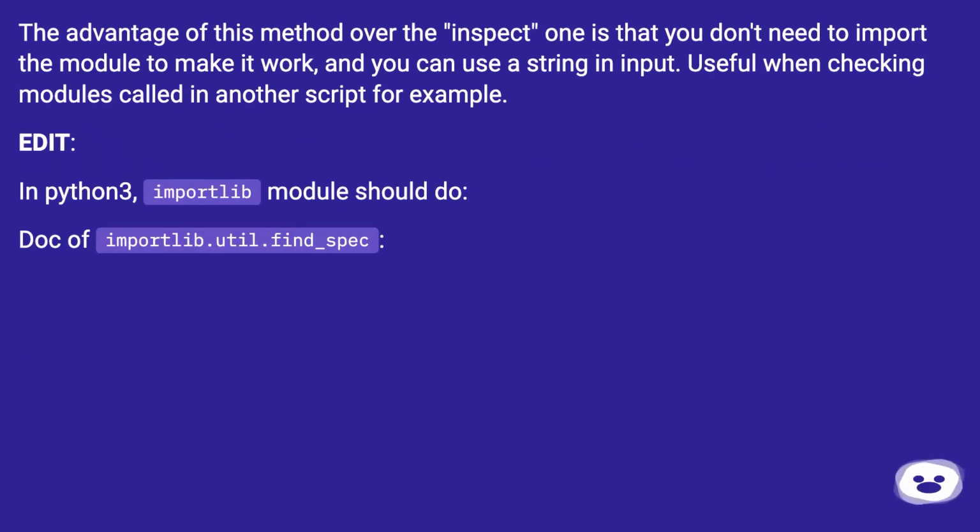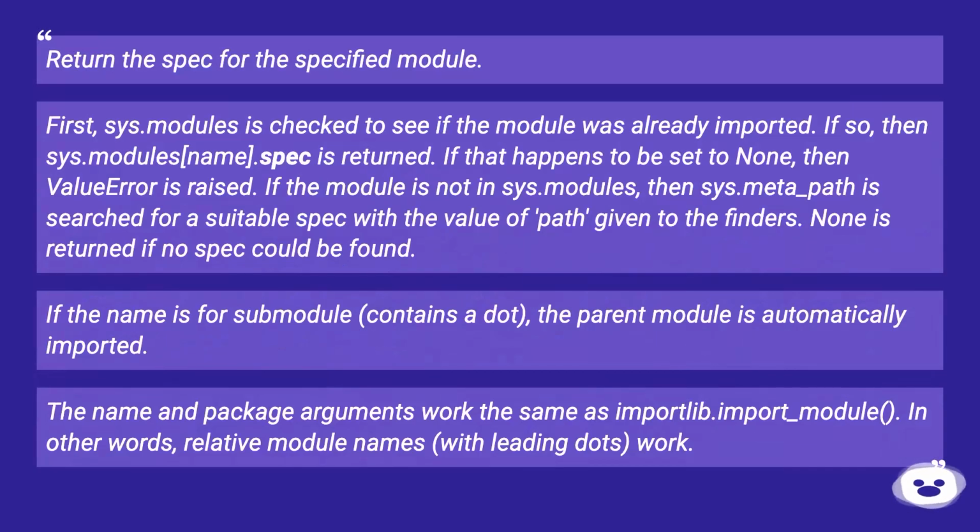Edit: in Python 3, the importlib module should do. Doc of importlib.util.find_spec: Return the spec for the specified module. First, sys.modules is checked to see if the module was already imported. If so, then sys.modules[name].__spec__ is returned. If that happens to be set to None, then ValueError is raised.